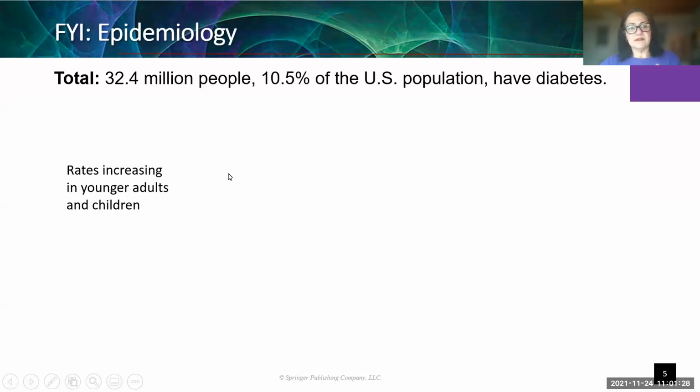And the rates of diabetes are increasing in young adults and in children. Type 2 diabetes is by far more common than type 1, but both type 1 and type 2 are seeing an increase in numbers, and we're seeing it in younger and younger people.